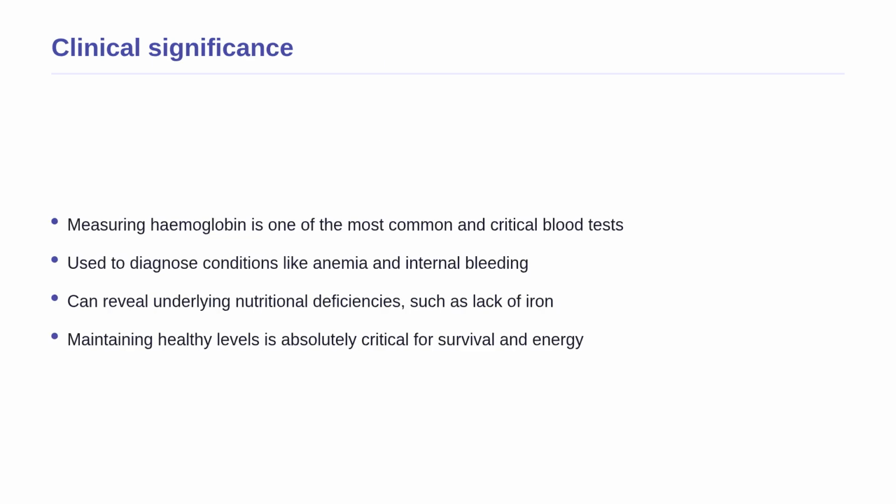As we just saw in the math, a drop in hemoglobin has drastic physical consequences. This is why in clinical medicine, measuring a patient's hemoglobin levels is one of the most common and critical blood tests performed. Doctors use these levels to diagnose conditions like anemia, where the body lacks enough healthy red blood cells. It can also indicate internal bleeding or point towards nutritional deficiencies like a lack of dietary iron. Maintaining healthy hemoglobin levels is absolutely critical for our survival and daily energy.